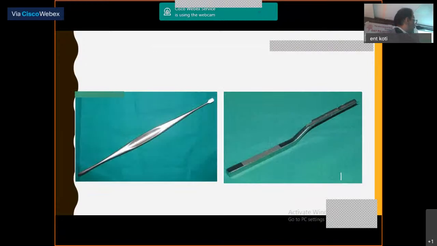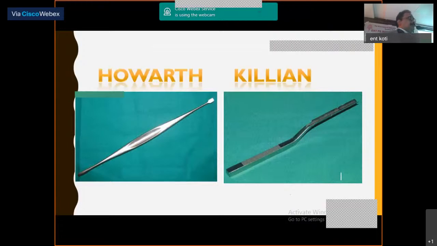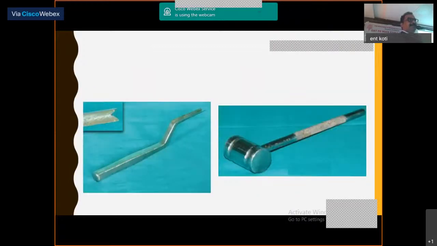This is not clear. It's a little bulkier; here it should be thinner. That is Killian's nasal gouge. There is a difference between Killian's and this. What is this one? See this and this. What is this? It's a Tilley's gouge, nasal gouge. And the deep mallet. Don't call it a hammer. Okay? It's a mallet.